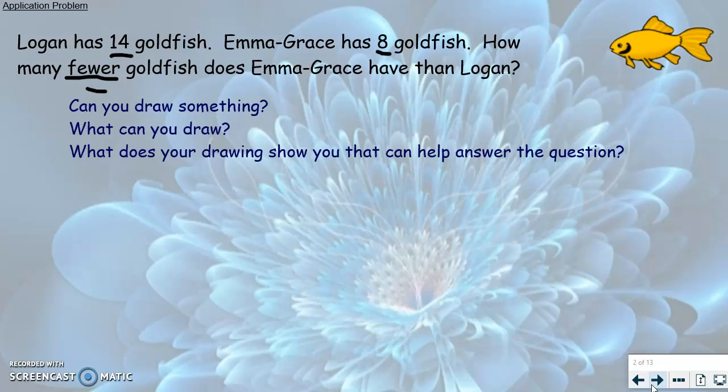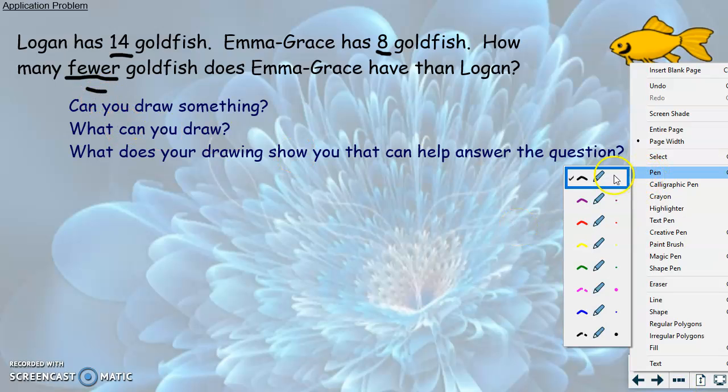So let's read this word problem. Logan has 14 goldfish. Emma Grace has 8 goldfish. How many fewer goldfish does Emma Grace have than Logan? Okay, so I went ahead and underlined my two numbers, 14 and 8, and then I also underlined this really important word, which is fewer. Fewer tells us that we're going to subtract. So let's go ahead and start our tape diagram.